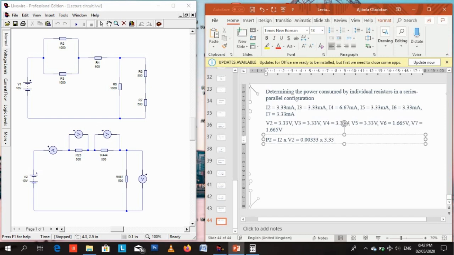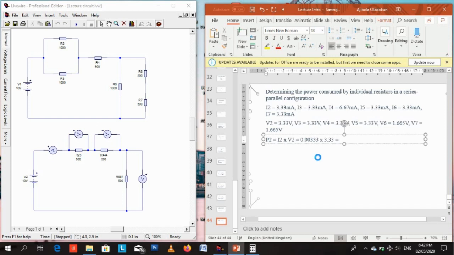So we need a calculator for that. I can see some 9s here. But we multiply. Power is current times voltage. So we need individual current and individual voltages.